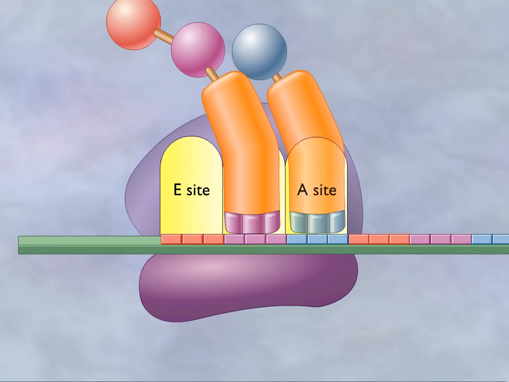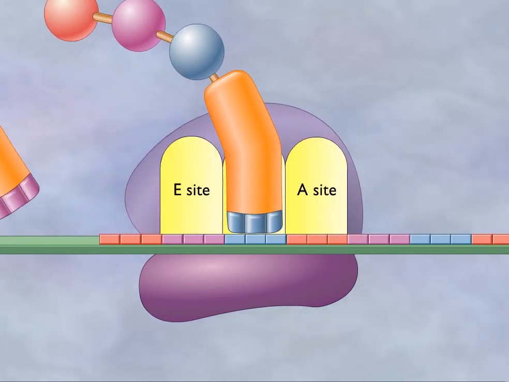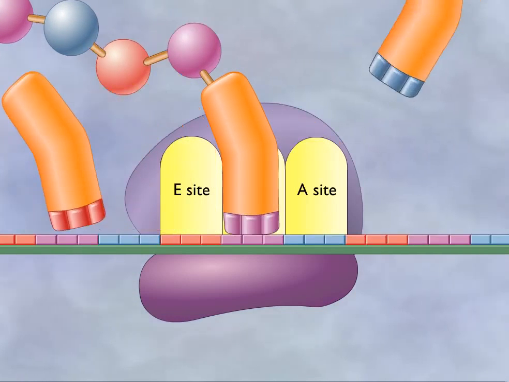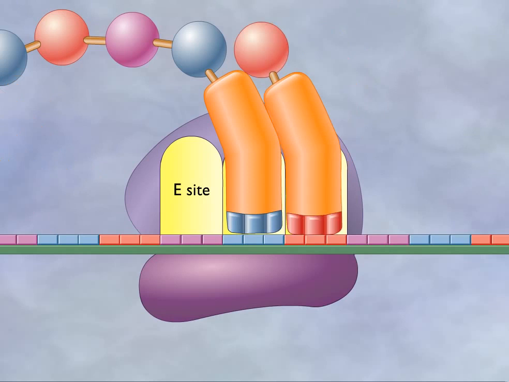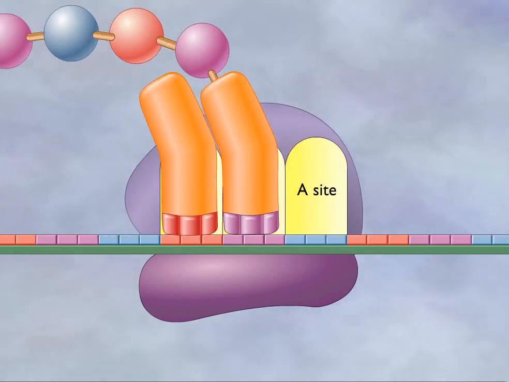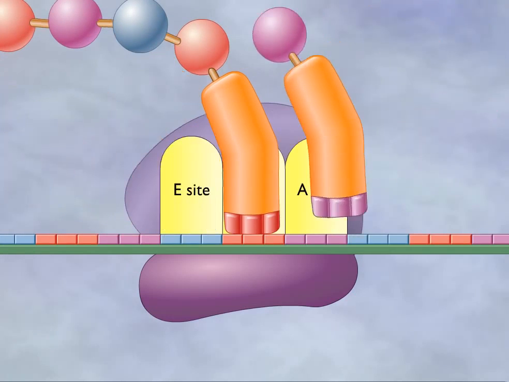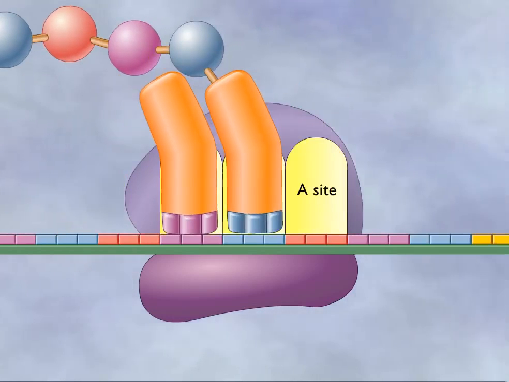Each time a new codon sequence moves into the A site, a new transfer RNA brings in an amino acid. The old transfer RNA, paired with the previous codon, is passed to the P site and then to the E site as the amino acid it carried is transferred to the growing amino acid chain.